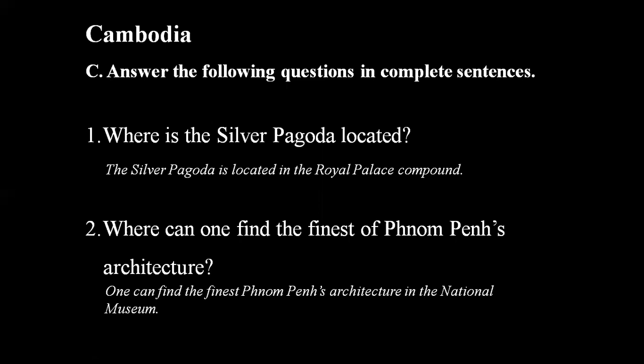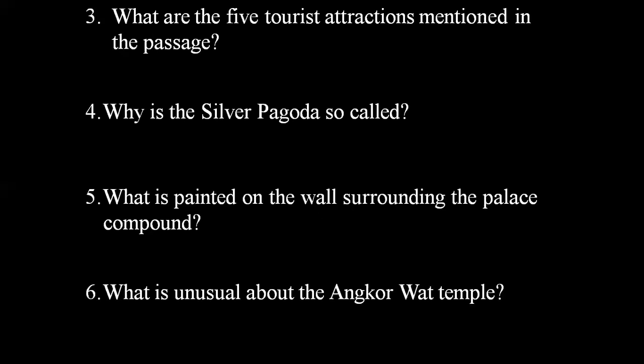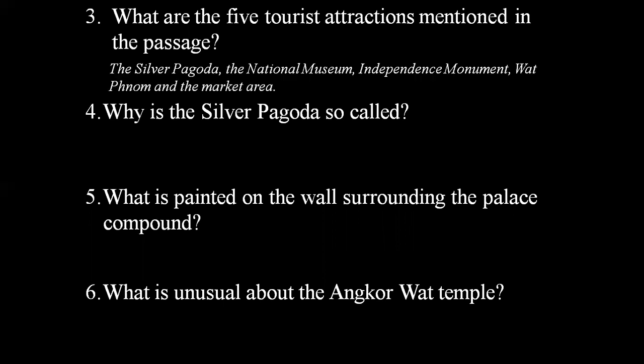One can find the Phnom Penh architecture in the National Museum. Number 3, what are the 5 tourist attractions mentioned in the passage? Here: Silver Pagoda, the National Museum, Independence Monument, Wat Phnom and the market areas.